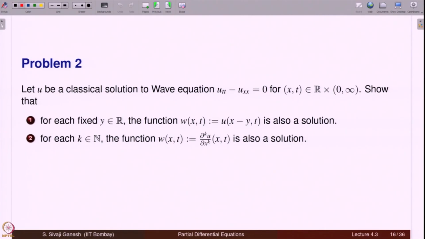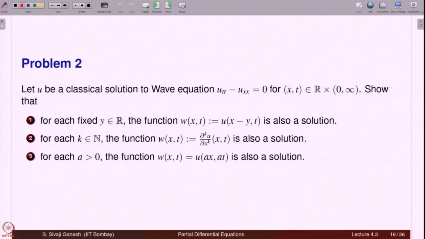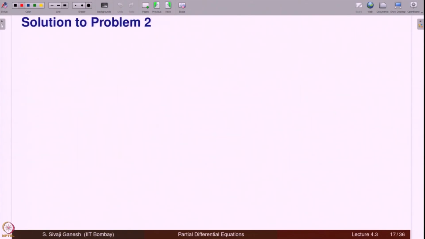Similarly, if u has kth derivative which is C2, then you can also take the kth derivative with respect to x and then show that it is also a solution. And u of Ax, At is also a solution. So, this is a translation of a solution is a solution, this is dilation of a solution is a solution. Let us do the first problem.